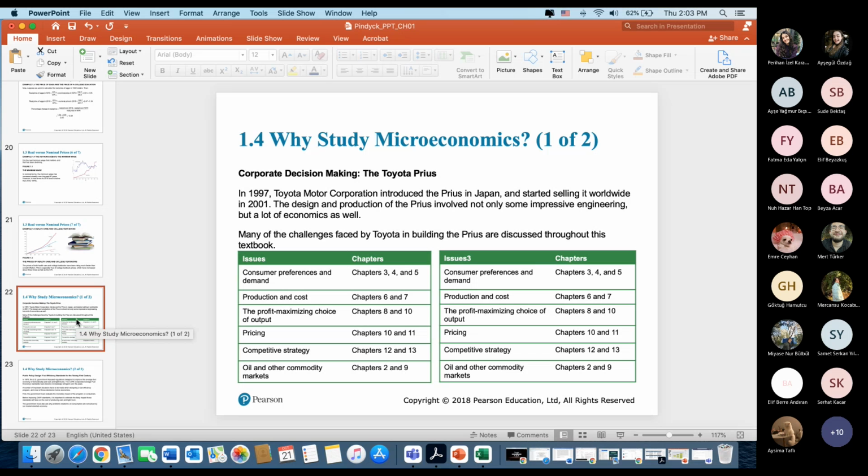Why study microeconomics? We are going to use this Toyota Prius as an example throughout the class. In chapters 3, 4, 5, 6, 7, 8, 10, 11, 12, 13, 2 and 9, you're going to see all of them. In all chapters, you're going to see the Toyota Prius because they produced it and started selling it worldwide. The design and the production involved not only some impressive engineering, but a lot of economics as well. Because it is economic, people generally choose it.